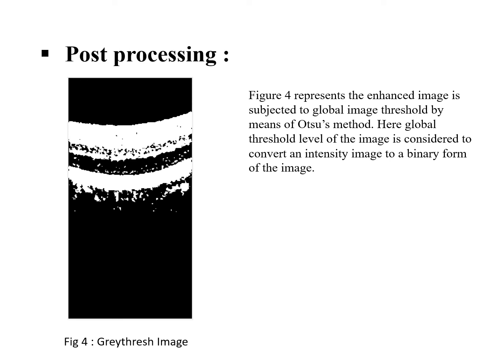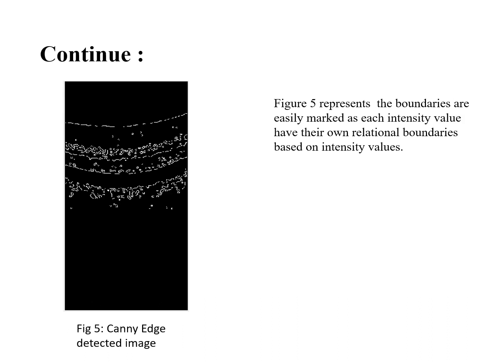In post-processing, the figure represents the enhanced image subjected to global image threshold by means of Otsu's method. Here, the global threshold level of the image is considered to convert an intensity image to a binary form of the image. In this figure, by using the canny edge detector, the boundaries are easily marked as each intensity value has its own regional boundaries based on intensity values.